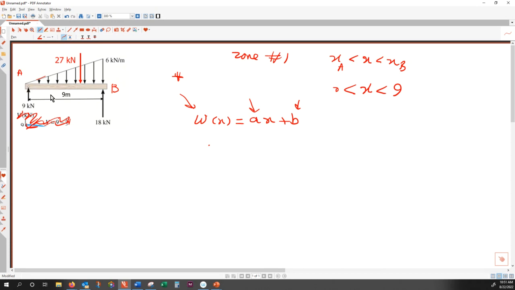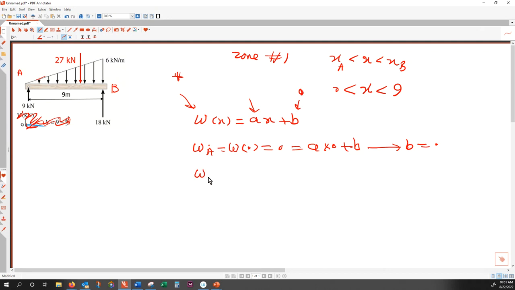So I know that W at point A, that is W of A, which is W at X equal to 0, is equal to 0, right? So let's plug that into the expression. That is A times 0 plus B. And if I solve here, B becomes 0. Now, how do I find A?